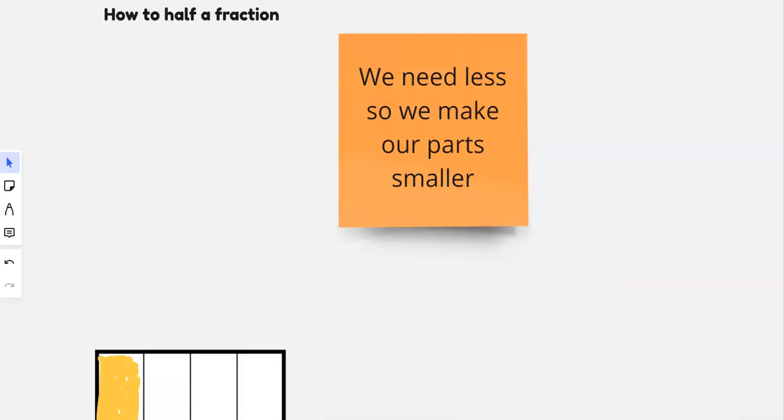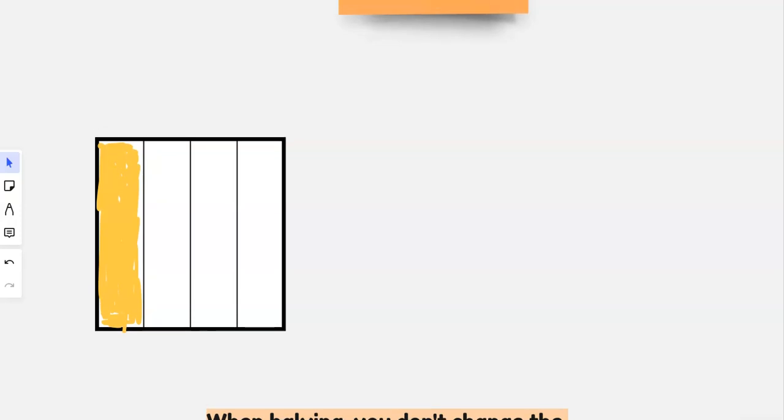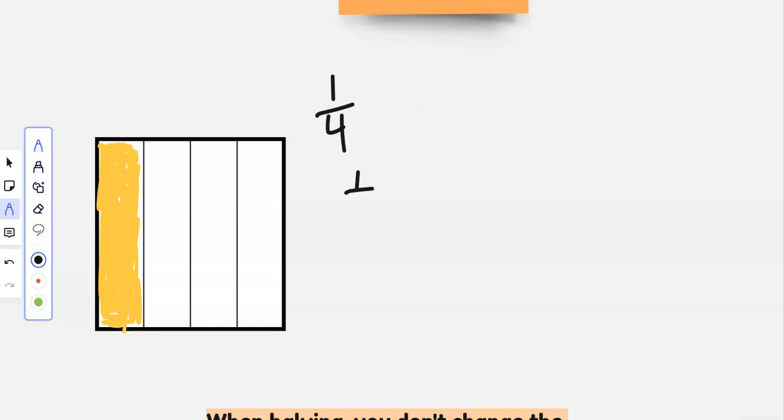Let's look at 1/4 visually. Here I have a square and it's divided into 4 pieces, and I only need 1/4 of it. Maybe this is a cube of butter. I have 1/4 and I decide that I need half this. So I need 1/2 of 1/4. What that looks like mathematically is multiplication, and I'll show that to you.